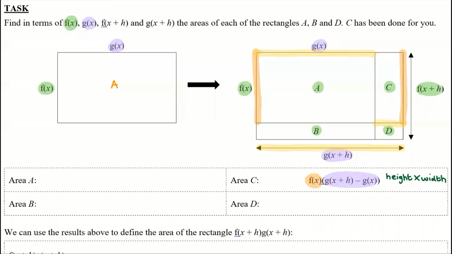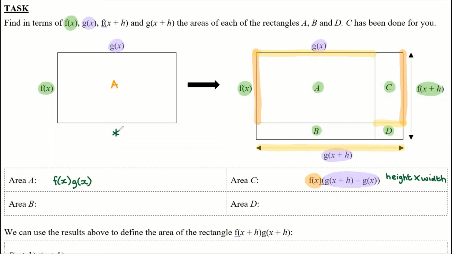Okay, so let's see if we've got the same answers. If I'm looking at the area of A, I've already given that away, haven't I? We talked about that earlier. This is just going to be the product of f of x and g of x, because it's the same rectangle as the diagram on the right-hand side just here, okay? So we've already talked about that.